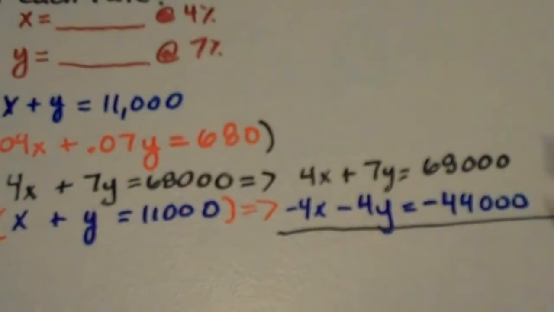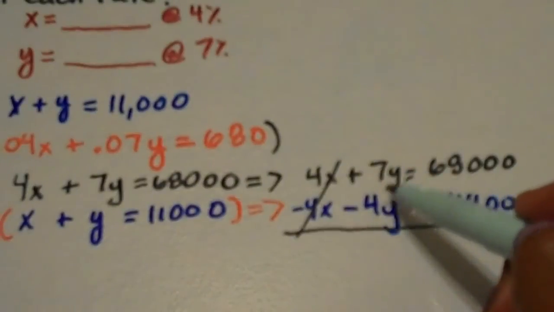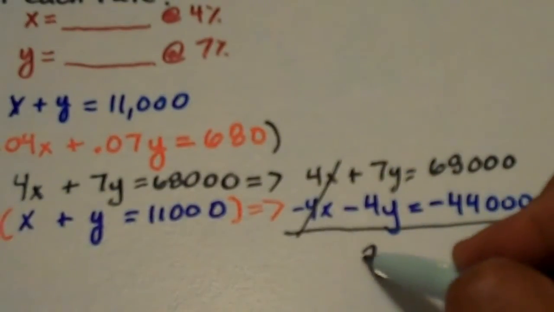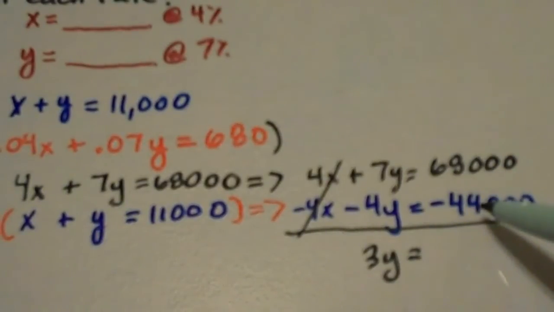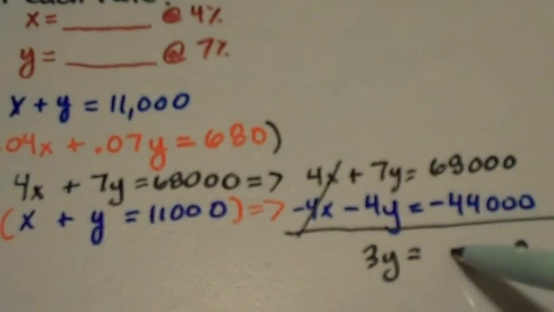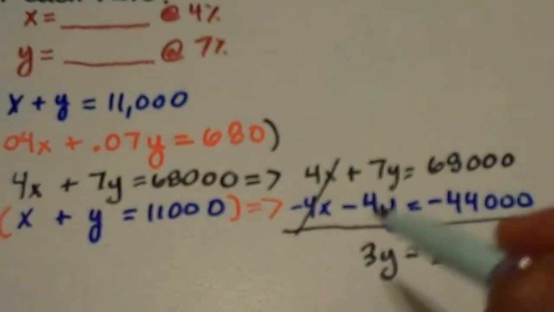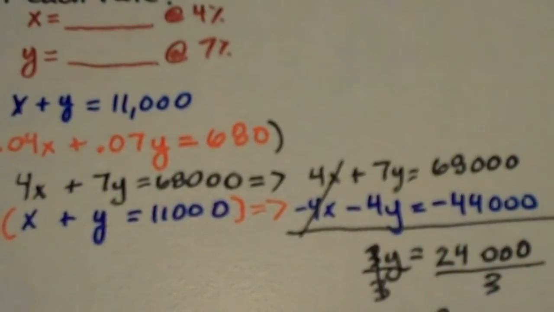So now we can do our elimination. Remember, we were eliminating x, so automatically this eliminates. 4x minus 4x equals 0. Then we have 7y minus 4y. Well, that's equal to 3y. And then we have 68,000 minus 44,000. Well, we know these three zeros are there. And then 8 minus 4, 6 minus 4. So 3y is equal to 24,000. So now the last thing that we have to do is divide. And we get y is equal to 8,000.